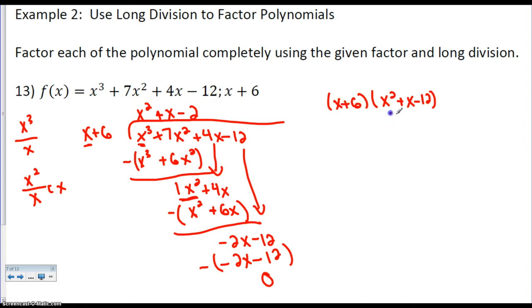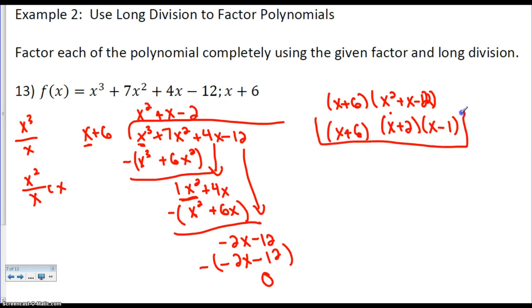Now, does this quantity factor out more? Yeah, that factors out to be x plus 4, or rather x plus 4 times x minus 3. Actually, x squared plus x minus 12 factors as x plus 4 times x minus 3, so your fully factored form is x plus 6 times x plus 4 times x minus 3. Okay? Let's look at another one.